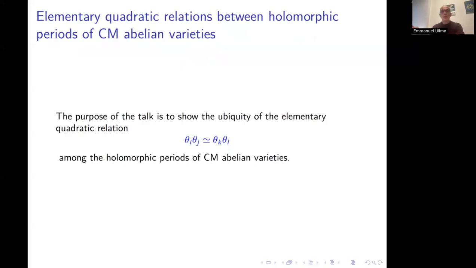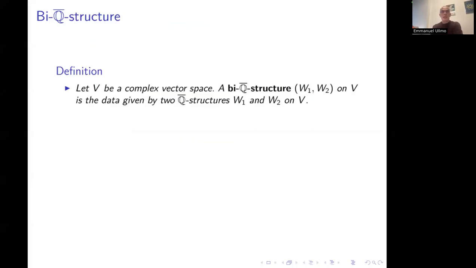So I believe the true purpose of this talk is to show that the elementary quadratic relations among the holomorphic periods of CM abelian varieties of the form θ1, θ2 equals θ3, θ4 are really at the core of the theory and appear in several ways. So I will try to explain this. I start by explaining how I encountered this kind of relations. It's a very basic thing.